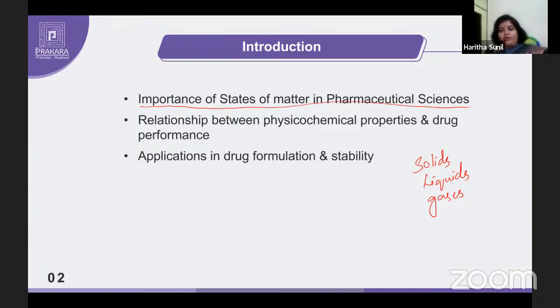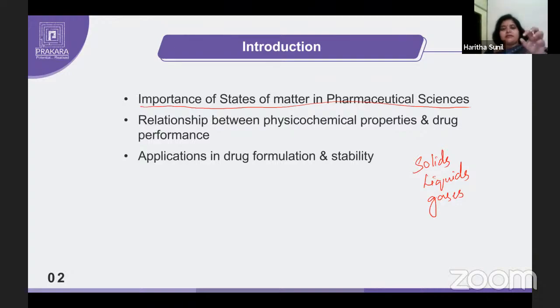For example, solids form the basis of most dosage forms like tablets, capsules, and powders, which provide stability as well as convenience. Coming to liquids, you have various dosage forms like syrups, injectables, and emulsions for faster absorption and ease of administration. And we also have gaseous substances, found mostly in inhalers as well as aerosols, which are used for targeted drug delivery, especially to the respiratory system.